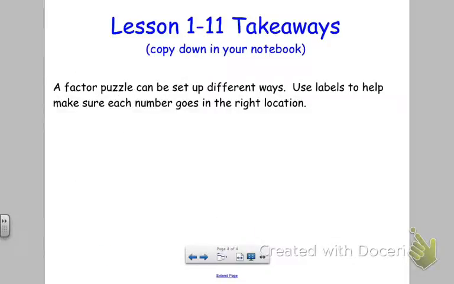Okay, takeaways. The main idea here: a factor puzzle can be set up different ways. It's important that you use labels to help make sure that each number goes in the right location.